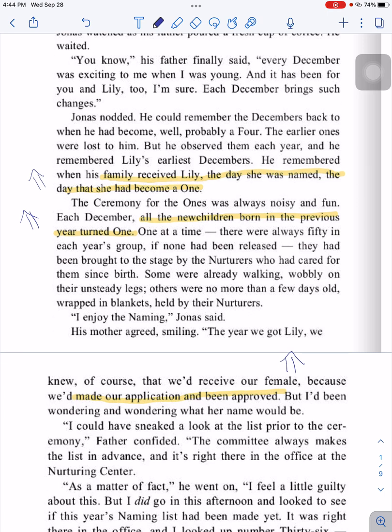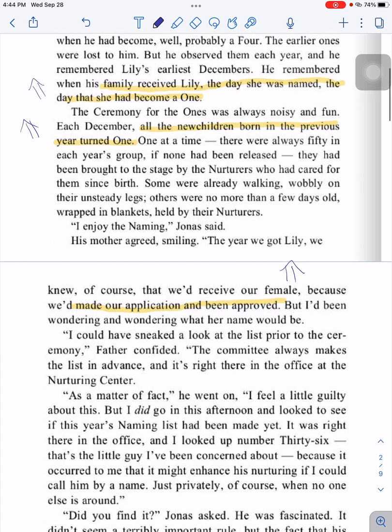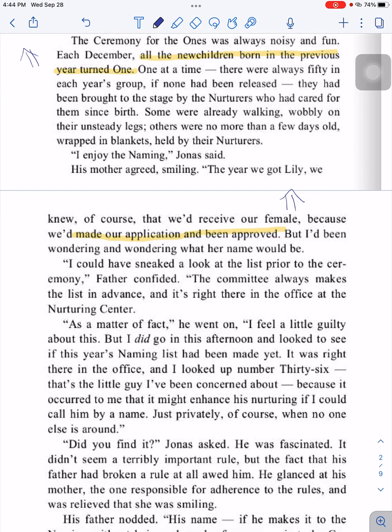I could have sneaked a look at the list prior to the ceremony, Father confided. The committee always makes the list in advance, and it's right there in the office at the nurturing center. As a matter of fact, he went on, I feel a little guilty about this, but I did go in this afternoon and look to see if this year's naming list had been made yet. It was right there in the office, and I looked up number 36. That's the little guy I've been concerned about, because it occurred to me that it might enhance his nurturing if I could call him by a name. Just privately, of course, when no one else is around.